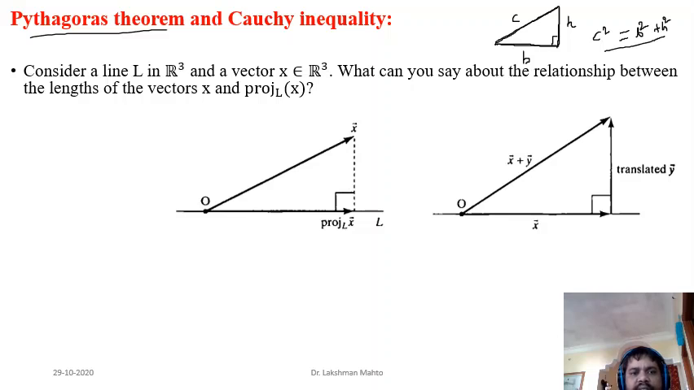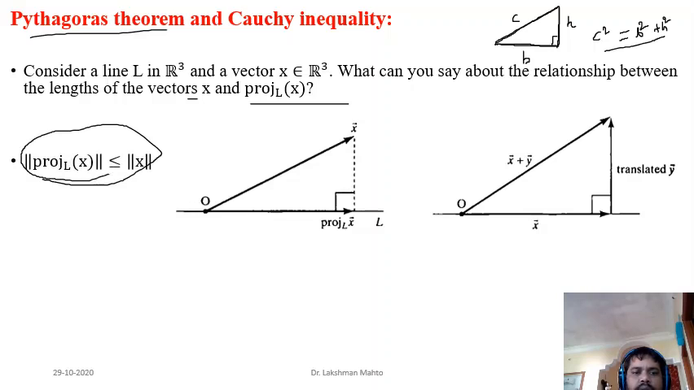So if you consider a line in R3, even in general Rn you can consider, and you are taking any three-dimensional vector x, then what can we say about the relationship between the length of the vector x and the projected part of x along the line? Definitely the length of vector x is greater than or equal to the length of the projected part of x along the line. This is the relation I would like to say.